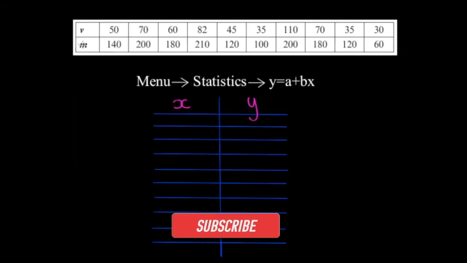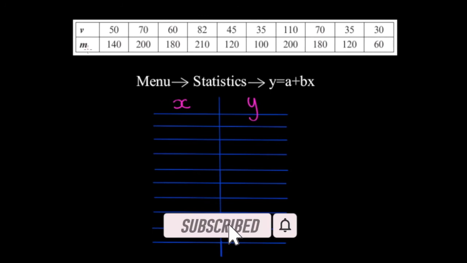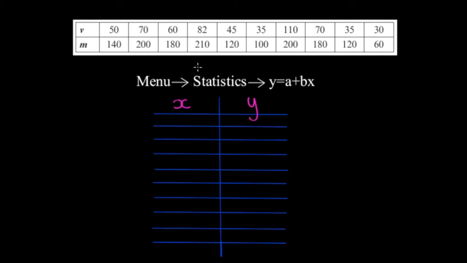So here we've got a table consisting of two variables V and M, and we're trying to find the PMCC for this set of data. I'm using a Casio Classwiz to calculate the PMCC. First thing you want to press is menu, and then go to statistics, which is the 6th option on my calculator, and then choose y equals a+bx.